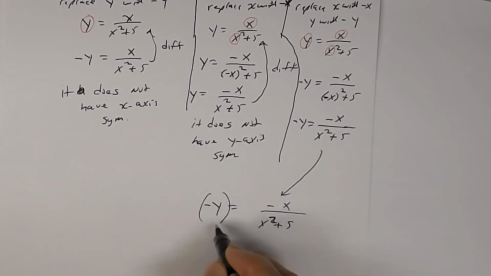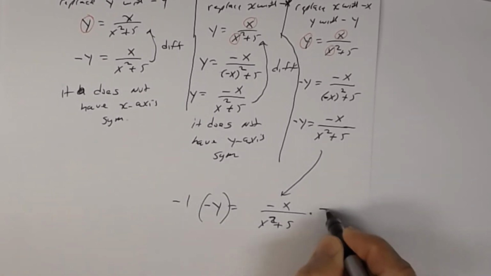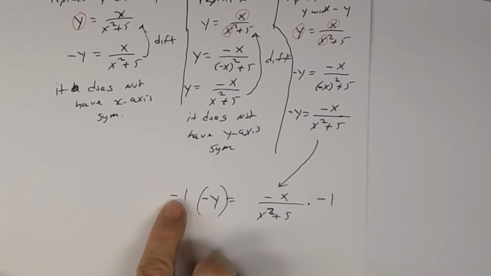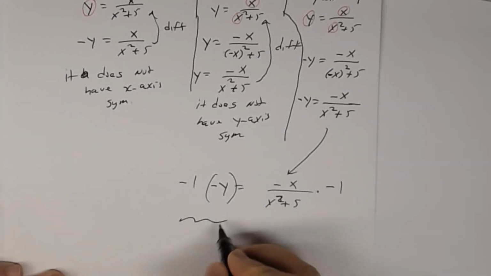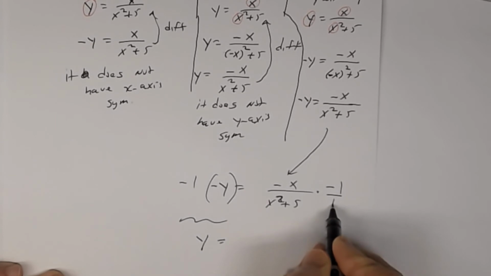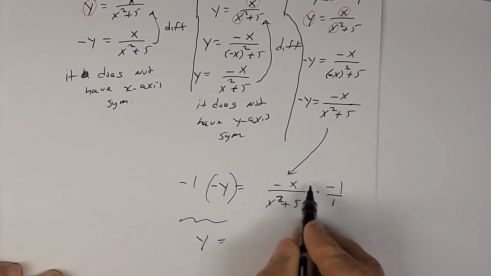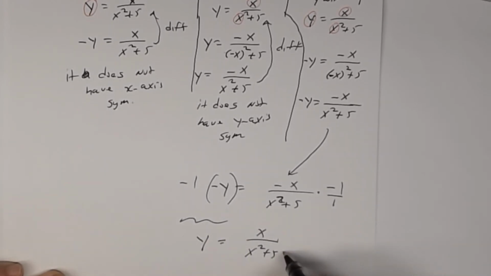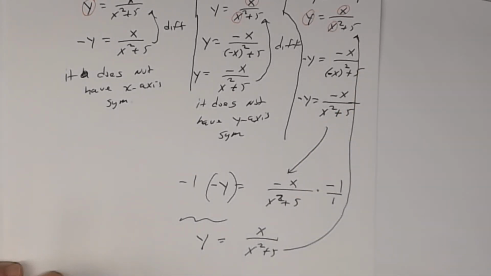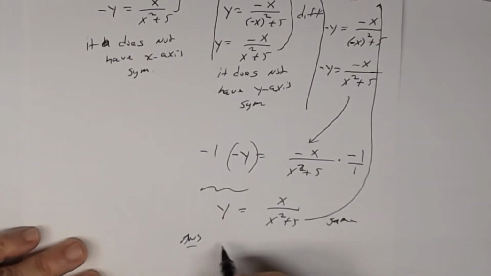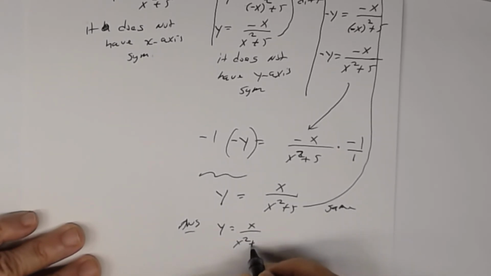Meaning this. If I take this side, multiply by negative 1, and take this side, multiply by negative 1, I better get the original. A negative 1 times a negative y is a positive y. A negative x times a negative 1, remember I can write this negative 1 over 1, a negative times a negative is a positive. So a negative x times a negative 1 is a positive x. X squared plus 5 times 1 is x squared plus 5. Now you see those are the same? Those are the same now. So you're going to say answer, the original equation, which is this. So answer, y equal x divided by x squared plus 5 has origin symmetry.